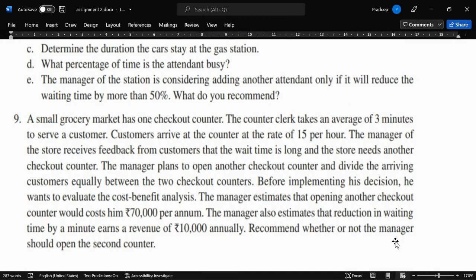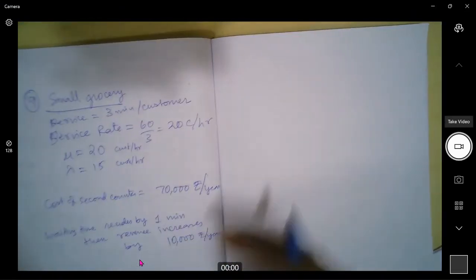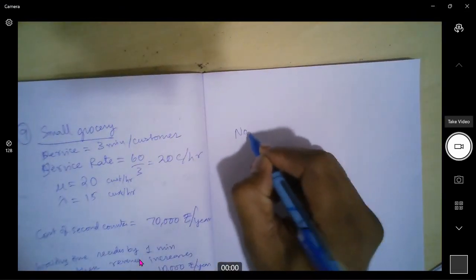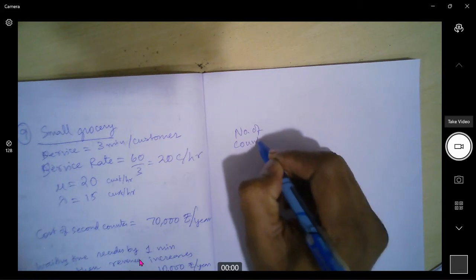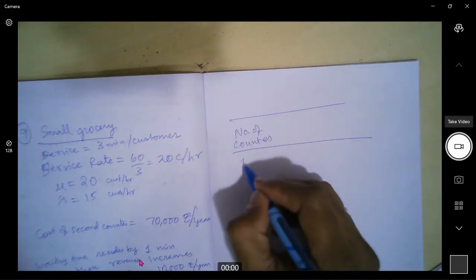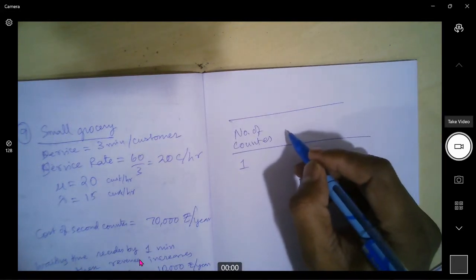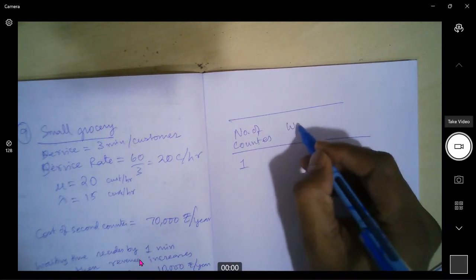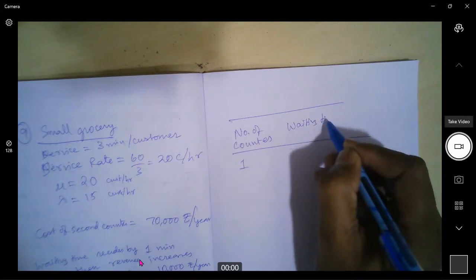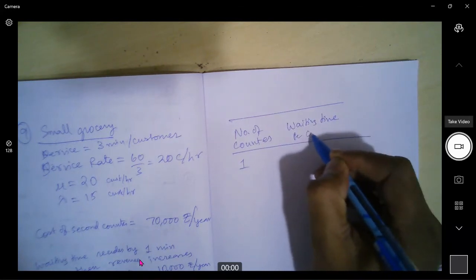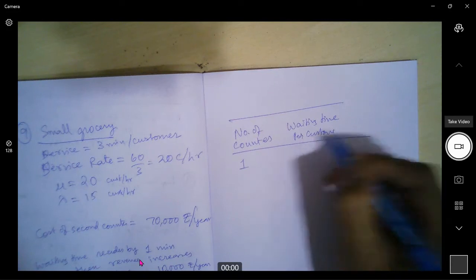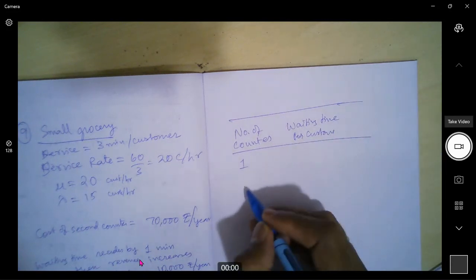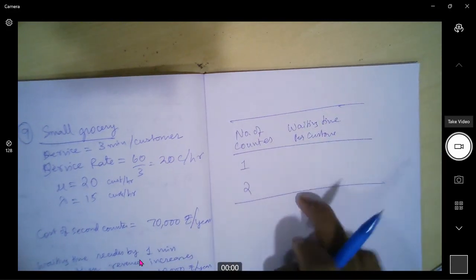So let's see what the question is. The manager also asks to recommend whether or not he should open the second counter. It is very simple. We make a similar table like this: number of counters, and waiting time per customer. We have one counter, and then number of counters is 2. I just want to know what the waiting time is.